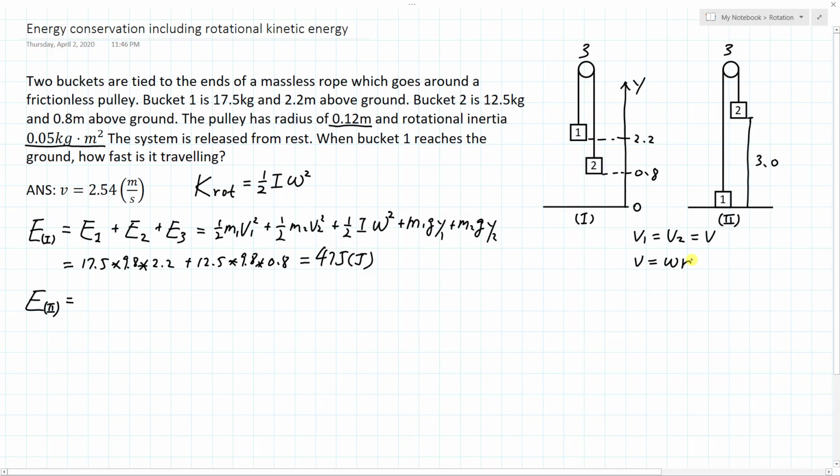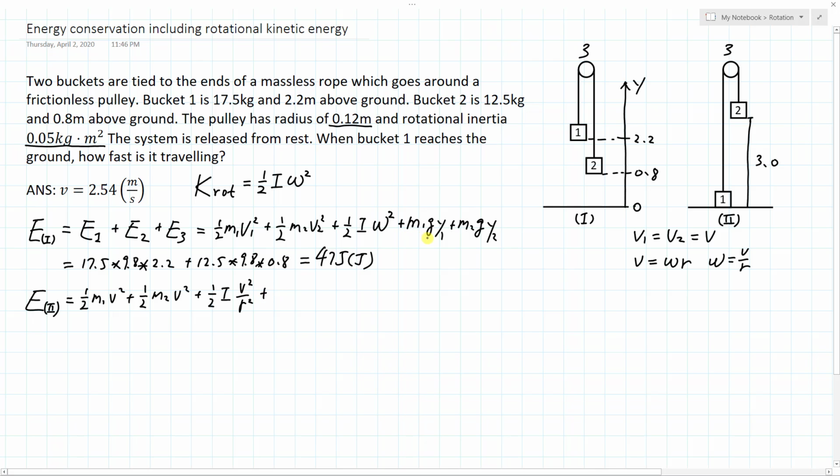Okay, so moving down here, now all these three terms are going to be non-zero. Starting with the first one, 1/2 m1 v squared. Then second term, 1/2 m2 v squared. Third term, 1/2 I omega squared. This I is given as 0.05, right? So omega is v over r, and this is v squared over r squared.